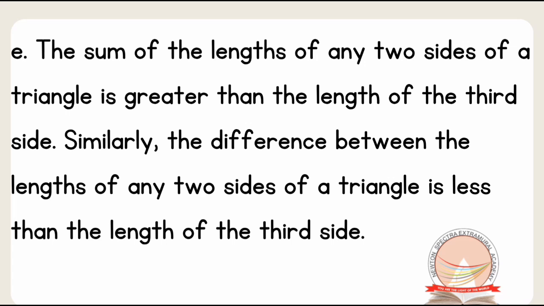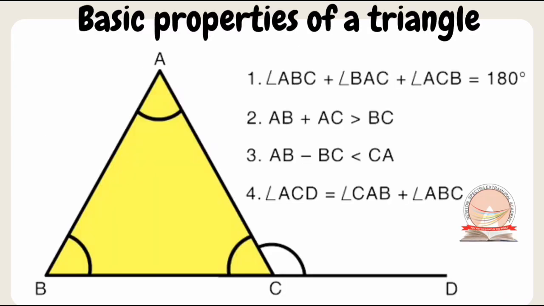third side. So in summary, the basic property of a triangle says that angle ABC plus angle BAC plus angle ACB is equal to 180 degrees, and side AB plus side AC is greater than side BC. Side AB minus side BC is less than side CA. And angle ACD is equal to angle CAB plus angle ABC.